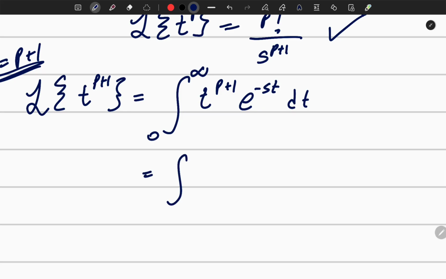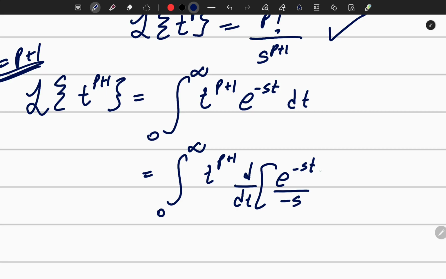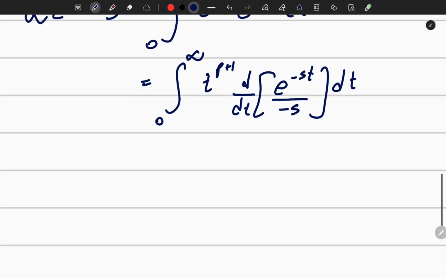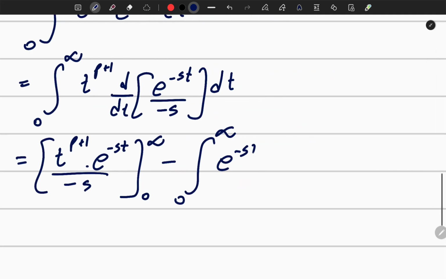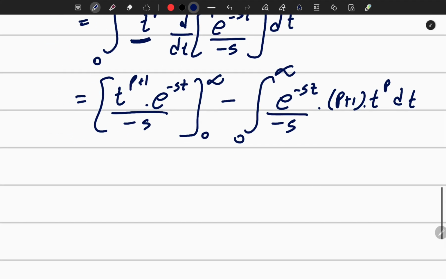Now I am going to use integration by parts. We get t to the p plus 1 times e to the minus st over minus s, evaluated from the limits 0 to infinity, minus the integral from 0 to infinity of e to the minus st over minus s times the derivative of t to the p plus 1, which is p plus 1 times t to the p, dt.